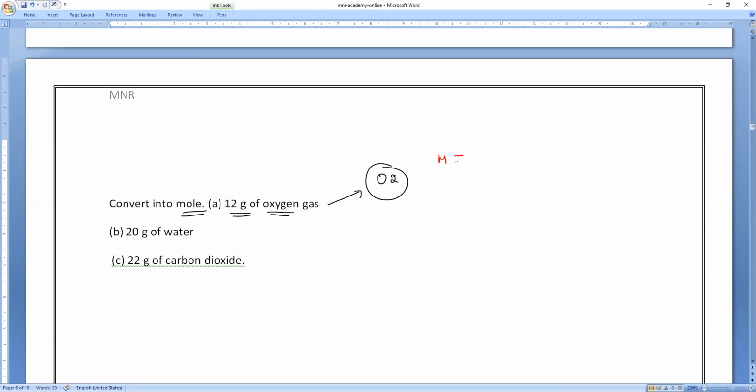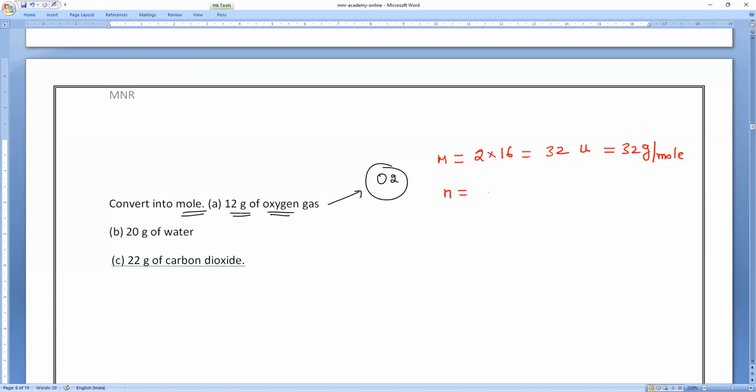So molar mass. Tell me, everybody. Girls versus boys: one question girls, one question boys. What is the molar mass of oxygen? Make it quick. Number of oxygen atoms 2 into atomic mass of oxygen 16, which is equal to 32 U. So 32 U means how much can you write? 32 gram per mole. Now they are asking for moles.